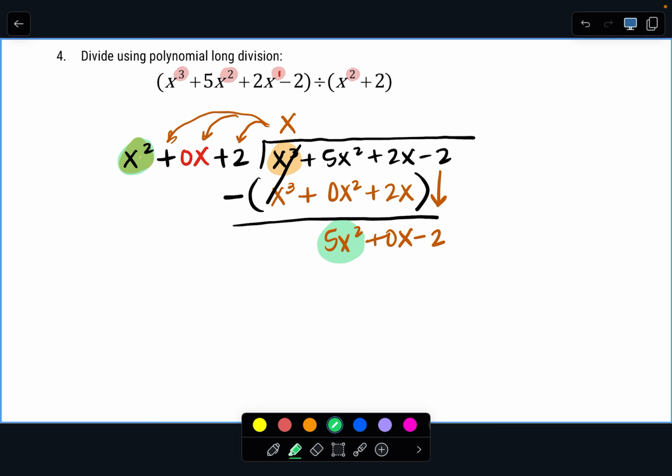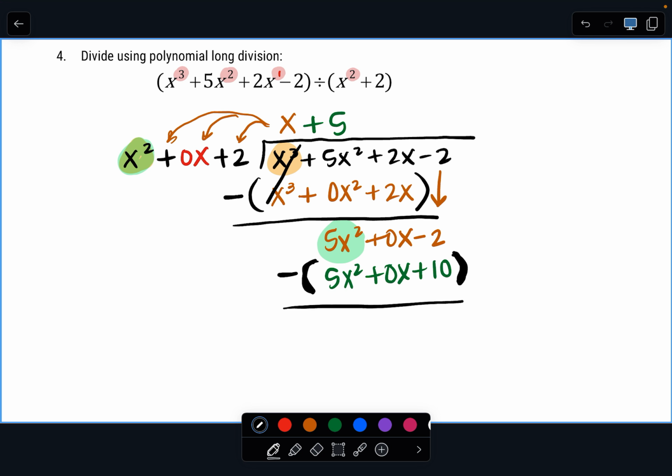What do I have to multiply x squared by to make 5x squared? 5. Positive 5 or negative 5? Positive 5. So I'm going to write plus 5. And then that 5 is going to distribute to every single thing. 5x squared plus 0x plus 10. And then I am subtracting, again, very bold so I don't forget that I am subtracting. First term should always cancel.